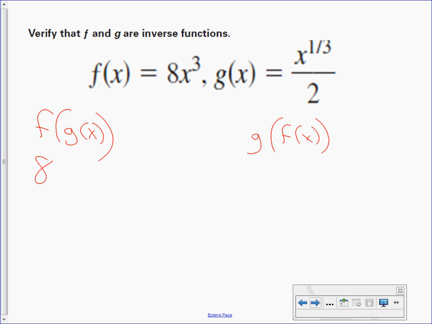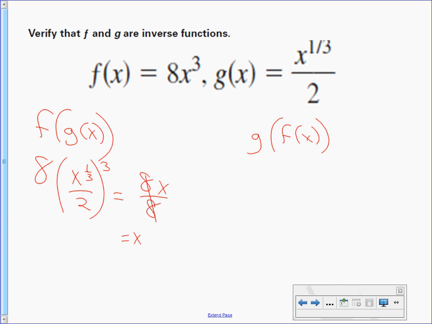So f, let's see, so it's x to the 1/3 over 2 cubed. What does the 1/3 power mean again, guys? Cube root. Cube root cubed is what? So the cube root of x cubed is x. So this becomes 8x. And what's 2 cubed? 8 over 8 is? Your answer is x.